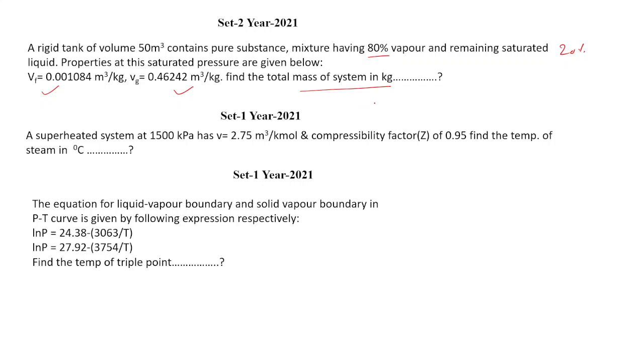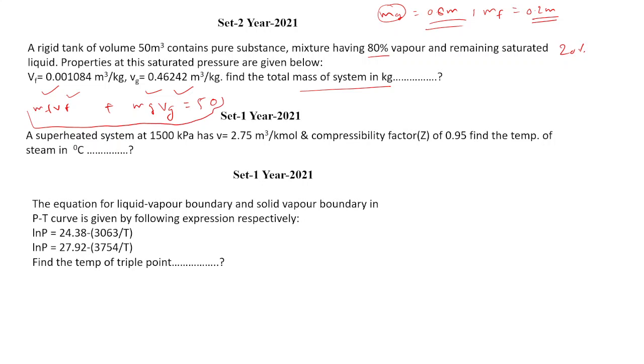Yes, sir, it's easy. Let's suppose the total mass is m. 80% is vapor, so mg would be 0.8 m, and mf is 0.2 m. These two things we know, and vf and vg we know. Simply multiply mf with vf and mg with vg, add these, and make this equal to 50. You can easily get the answer, the value of m.